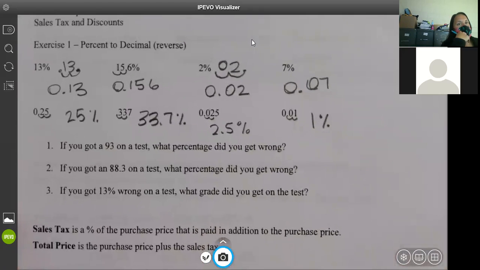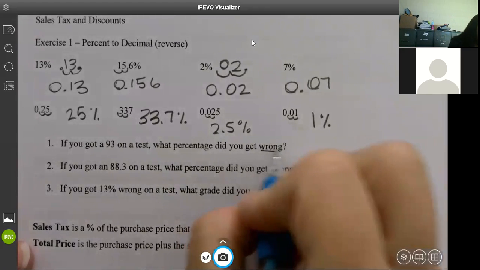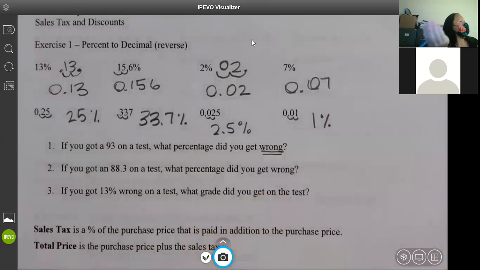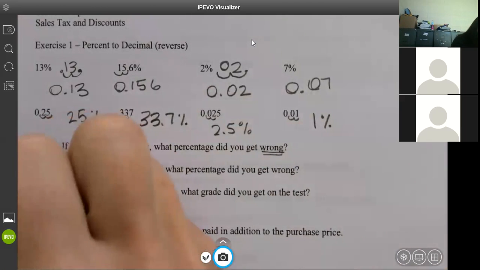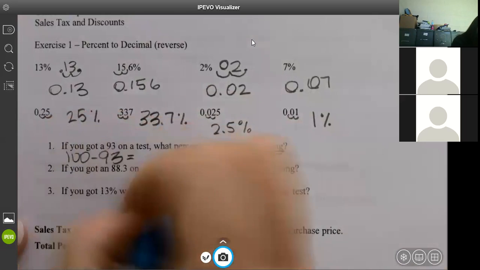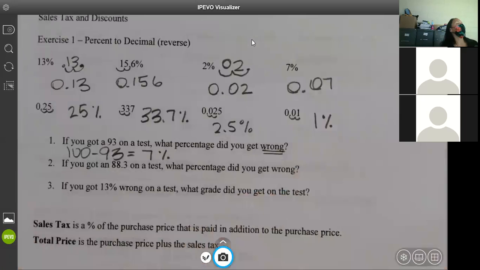Okay. So then we got a little bit of word problems. It's not real bad. If you got a 93 on a test, be careful, read what it says. What percent did you get wrong? So remember, if you got a 93, that's how many you got right. So how much did you get wrong? How would you figure that out? 100 minus 93. Thank you. Which is 7. So you would have gotten 7% wrong.